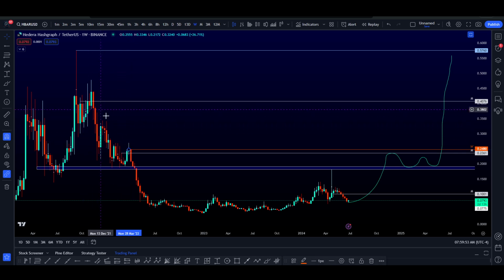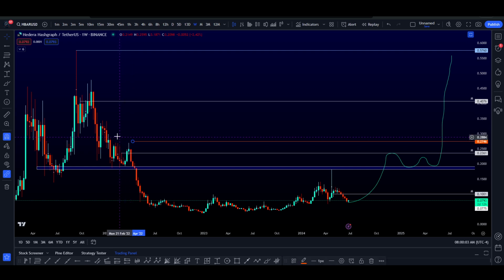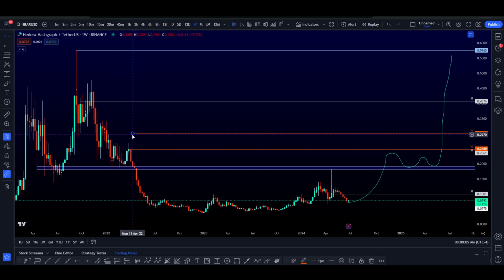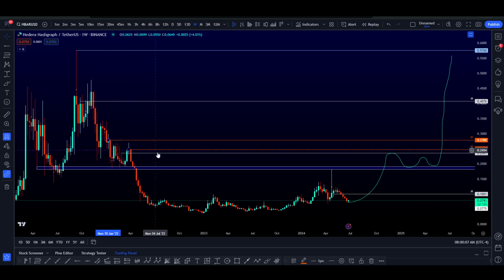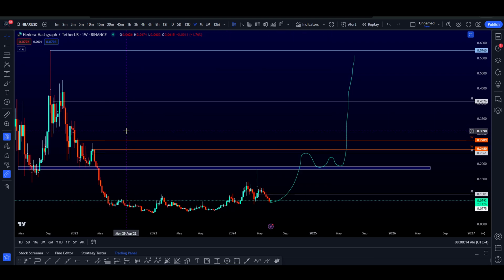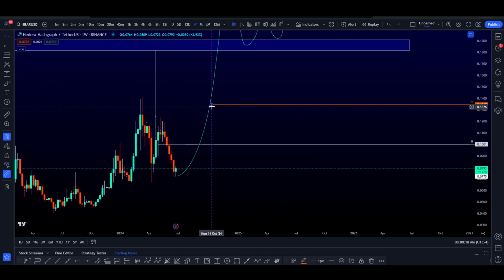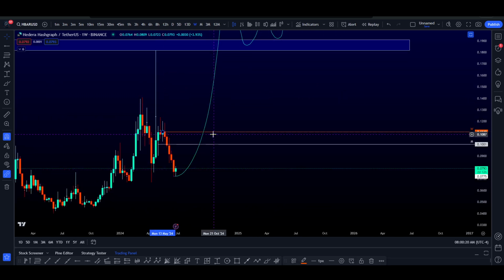right here, and I'm marking the levels that have not been tested. So as you can see, there's a weekly open close here, but it has been tested and then went down, so no longer interested in that. Here's also another weekly level too, right here, never been tested. And then all these levels have been tested and traded through, besides this one right here. And you'll see why I do this in a second.